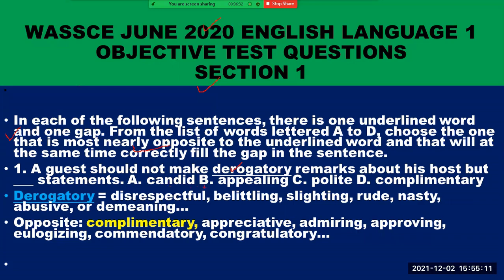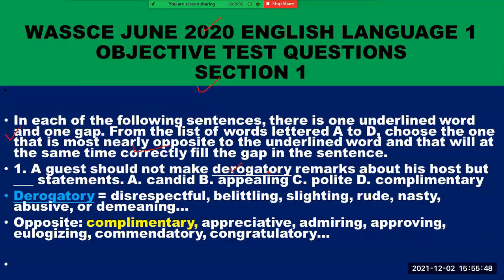Well, the word candid cannot be the opposite of derogatory, because when you are talking of candid, you are talking of sincere, but derogatory is something different in meaning. Now, appealing cannot be used to describe remarks. It's not a collocate of remarks. Well, polite could go with remarks. You can talk of polite remarks, but definitely not the direct opposite of derogatory.